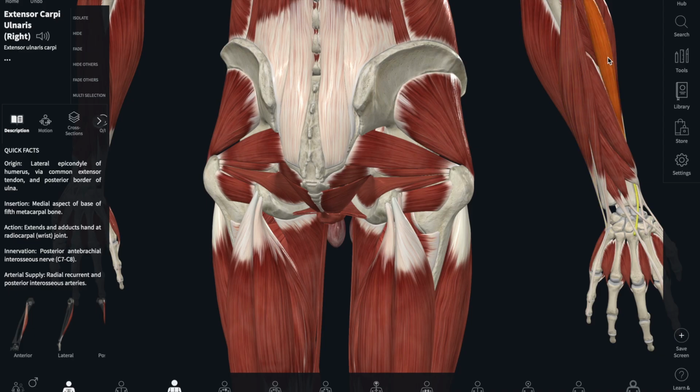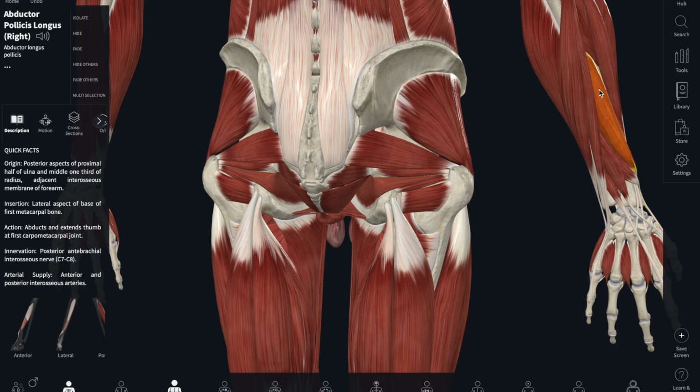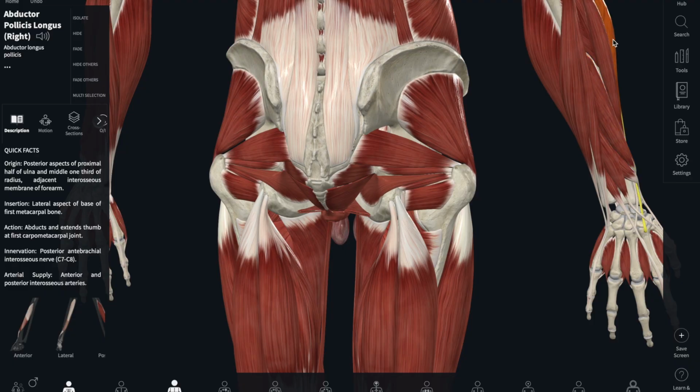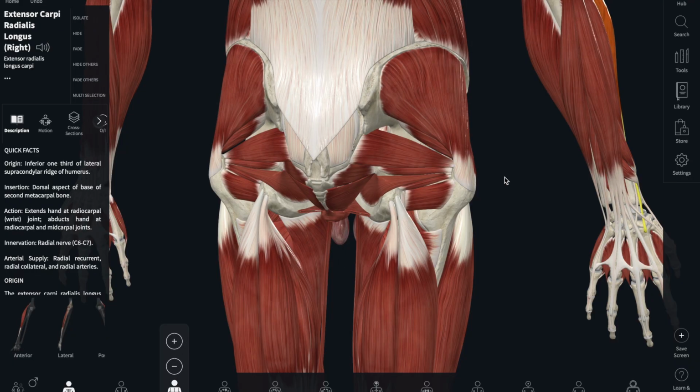These muscles extend the wrist and fingers and help stabilize the hand during gripping. You can also see how the tendons extend distally into the hand. These tendons pass under important connective tissue structures, like the extensor retinaculum, which keeps them aligned during movement.